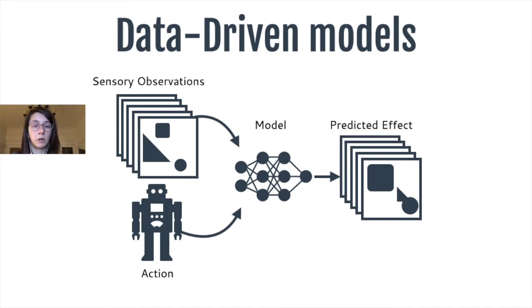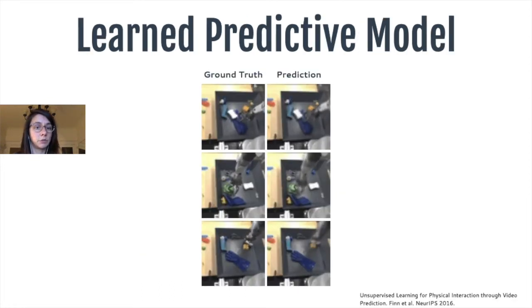They typically go directly from pixels to effect or even directly to observations. The processing of this data is really learned and merged with the prediction into one piece, this learned model. So here's an example of such a work. This is from Chelsea Finn in 2016, with a reference down here. So this looks actually pretty interesting.